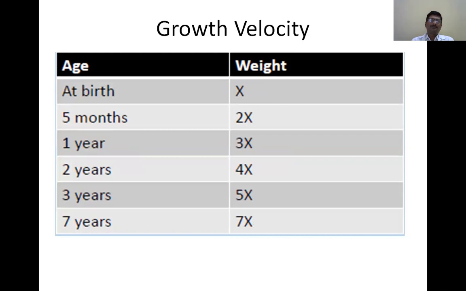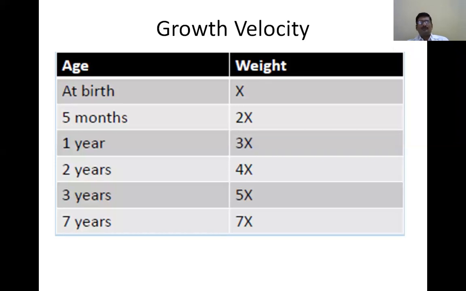Here, suppose again the growth velocity. Suppose at birth the weight is about x kgs, and by 5 months the weight doubles, becomes 2x. Within 1 year, the weight becomes 3 times the birth weight, so it becomes 3x. But later the growth slowly decelerates.